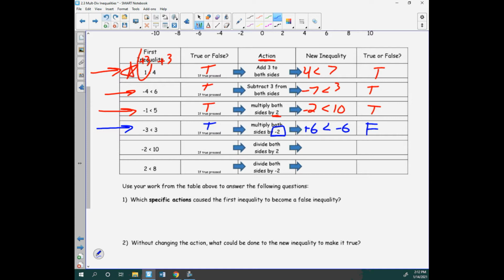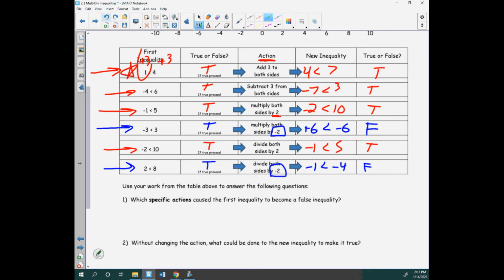All right? Back to red for this next one. Negative 2 is less than 10? Yep. If I divide both sides by 2, I'm going to be at negative 1 is less than 5. That's still true. Awesome. And last but not least, 2 is less than 8. That's a true statement. But if I divide both sides by negative 2 in this case, I'm going to be left with negative 1 is less than negative 4. And if you stop and ask yourself, hey, that's not a true statement. That's a false statement. Okay?